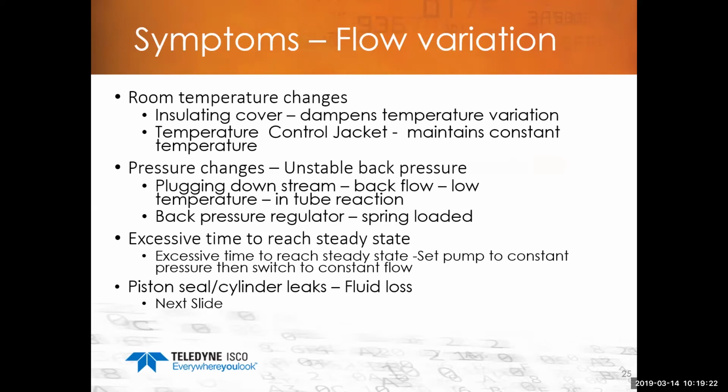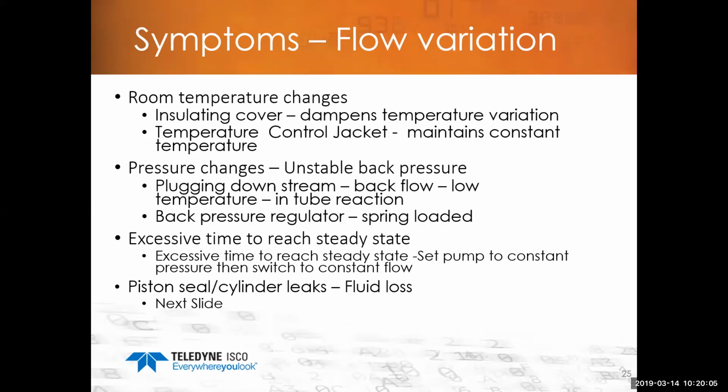Okay. Next potential symptom is you have a variation in your flow. If you have room temperature changes, you have to worry about that. You could either put an insulating cover on there or a temperature control jacket to maintain it. You want to keep the pressure constant as much as you possibly can. So if your room is hot, cold, or varies greatly, you want to make sure that you take these precautions. If you notice there are pressure changes, there could be plugging downstream, so check for that. Maybe install a back pressure regulator to keep an eye on that so you can see it.